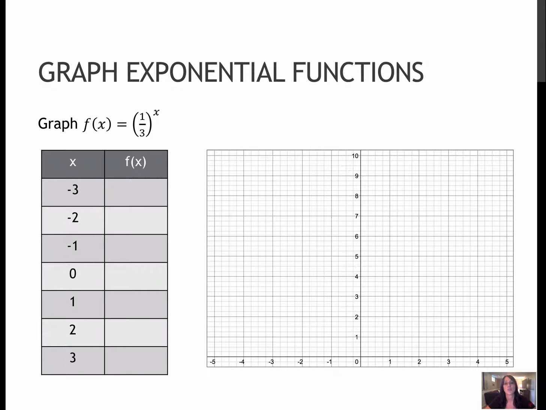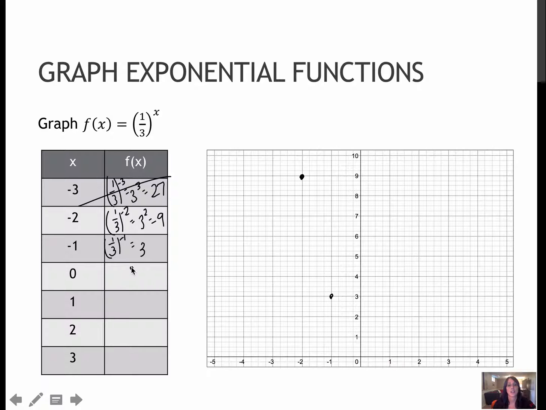Here's another similar one for us to try. Again, notice that this base is between 0 and 1, so this one should be a decreasing function. If I take 1/3 to the negative 3, that means I'm taking 3 to the third, which is 27. That one's not even going to make it on my graph because it's off of my graph. If I plug in negative 2, I get 1/3 to the negative 2. That negative flips it, so it's 3 squared, which is 9. So negative 2, 9 is a good point to plot. 1/3 to the negative 1 means basically 3 to the first, which is 3.